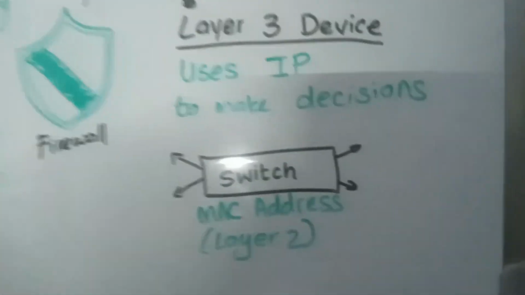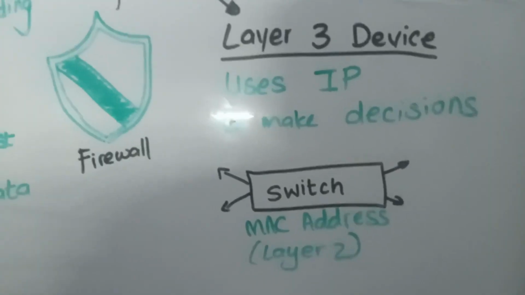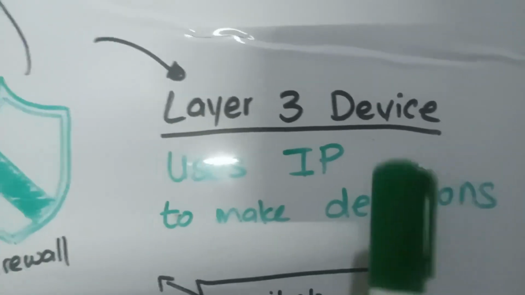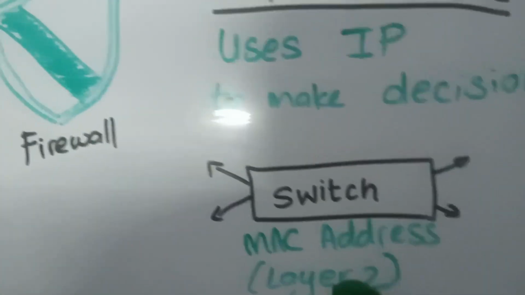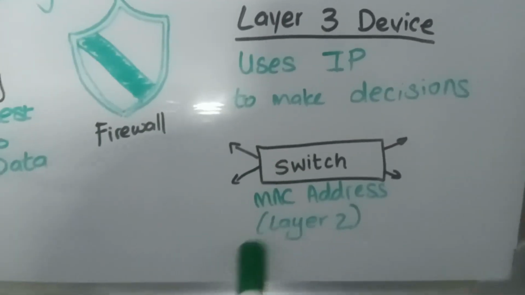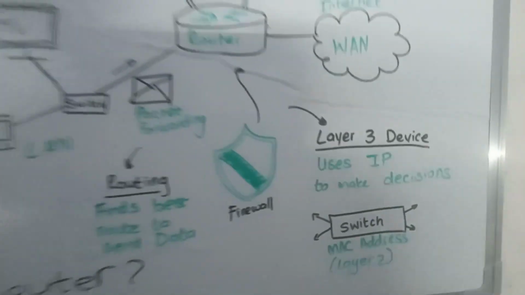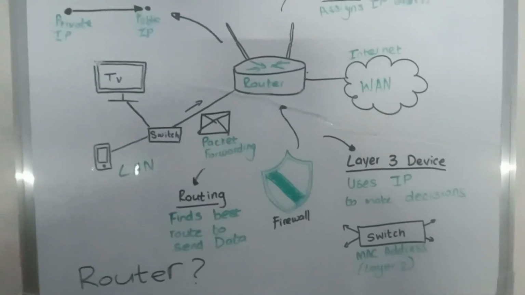And one more thing, the router is a layer 3 device. Now, what does that mean? Well, in order for it to know where to send this data packet, it looks at IP addresses to make its decision. Let's look at a switch, for example. A switch is a layer 2 device because it makes its decision based on the MAC address of each device. So in summary, a router is very important and plays a big role in any network.